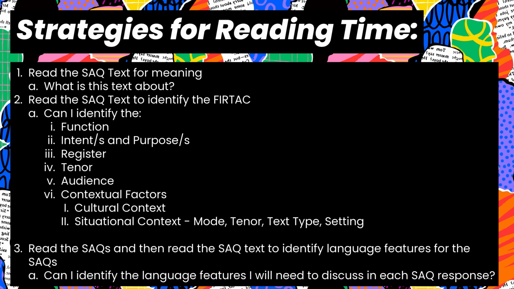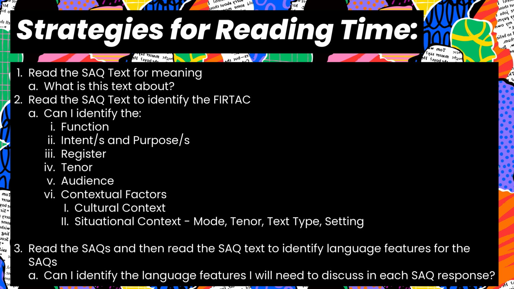So, strategy number 1. When it comes to reading time, it's really important that you carefully read the short answer text. It sounds really obvious, doesn't it? Make sure to read the text. But when you're completing a short answer paper and you're in the moment, it's stressful. And we know that our brains sometimes miss key pieces of information when we're stressed. So we're recommending that anytime you complete a short answer paper, you read the text 3 times.